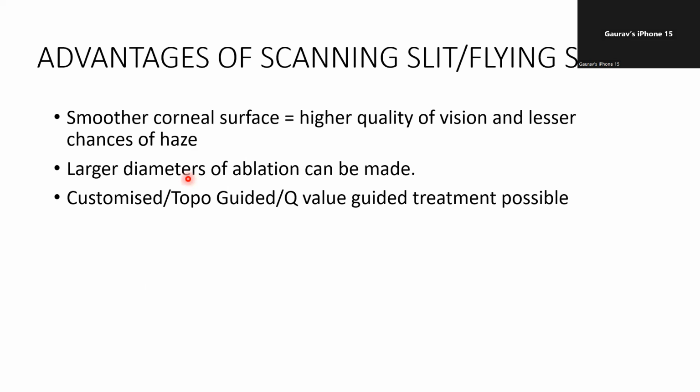Coming to advantages of the latest scanning slit or flying spot technology, basically they lead to a smoother corneal surface, which leads to higher quality of vision and leads to a lesser chance of haze. With these two types of lasers, we can have larger diameters of ablation. And scanning slit and flying spot help us customize the treatment based on the topo value, Q value, or wavefront values.